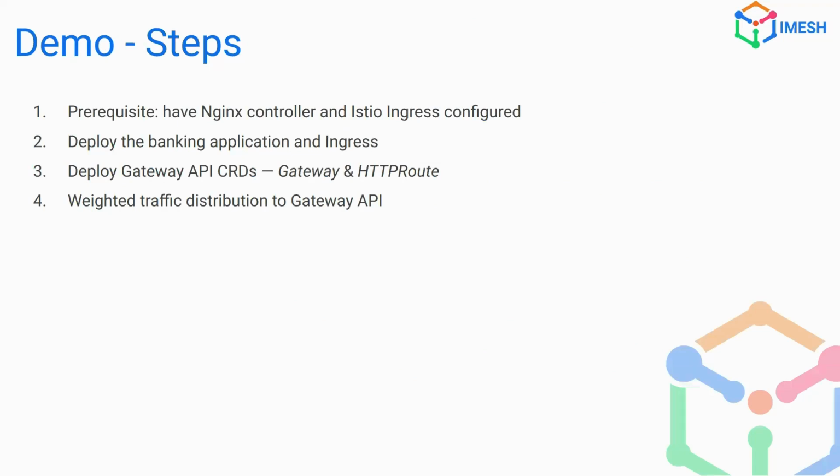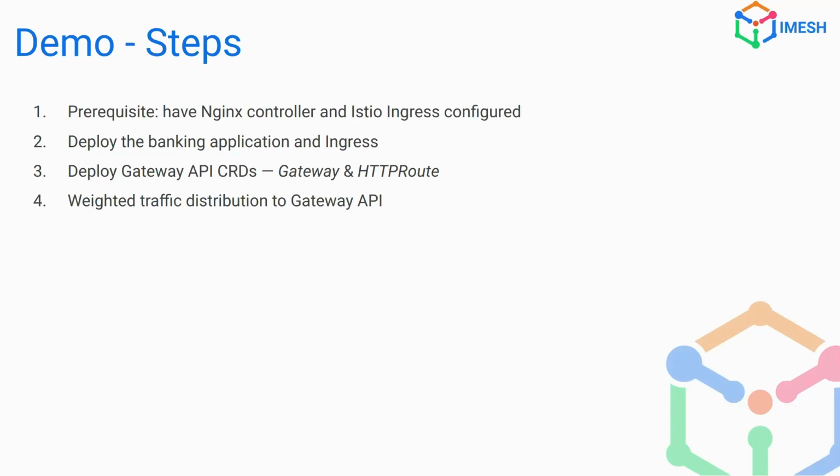So for the demo, there are a few prerequisites. In my cluster, I already have the Nginx controller and Istio Ingress configured. So I'll be using the Nginx controller for the Ingress and the Istio Ingress controller for the Gateway API side of things. We'll be deploying a very small banking application and use Ingress to route the traffic to respective services. And then we'll deploy the Gateway API CRDs, which are the gateway and the HTTPRoutes associated with it.